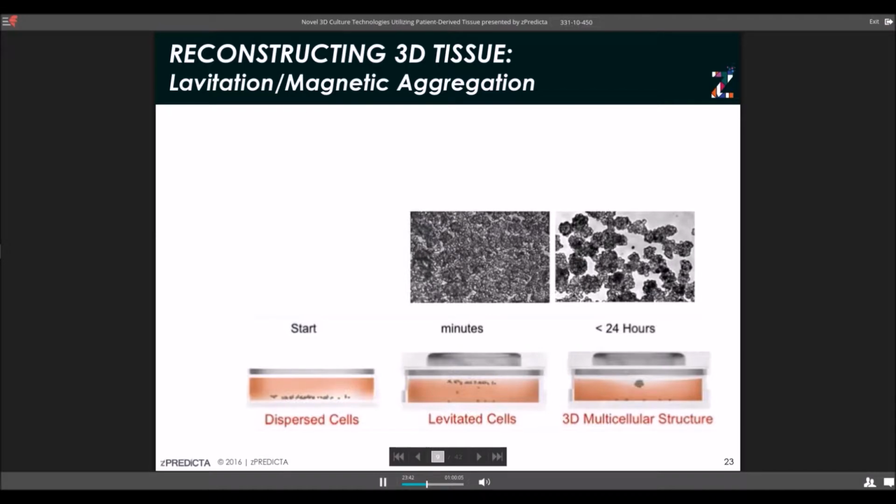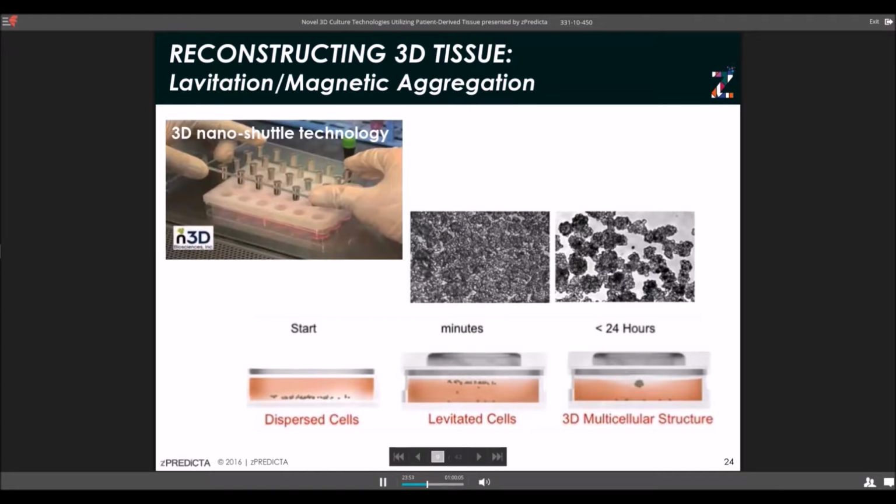And this is what it looks like when we have levitating cells, kind of as a monolayer, and then spheroids that are really aggregated together by the use of the magnet. And here's the device that's been used to set this up.